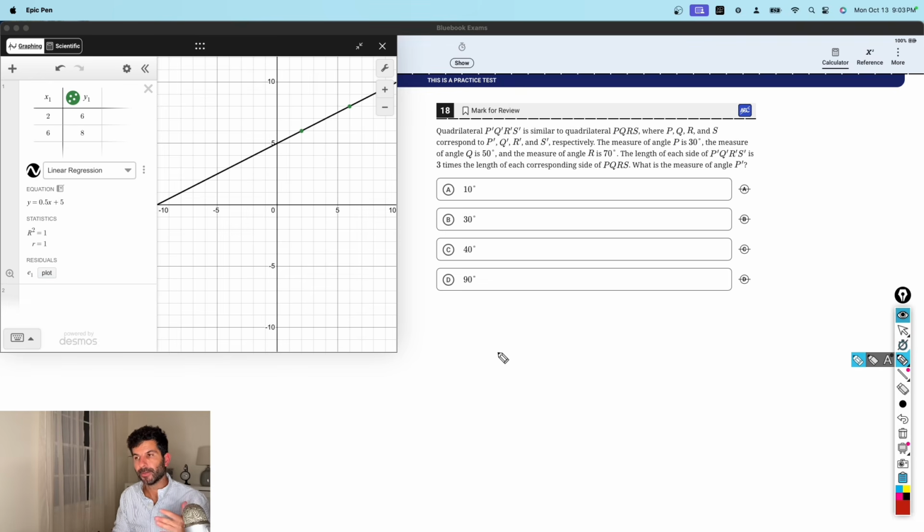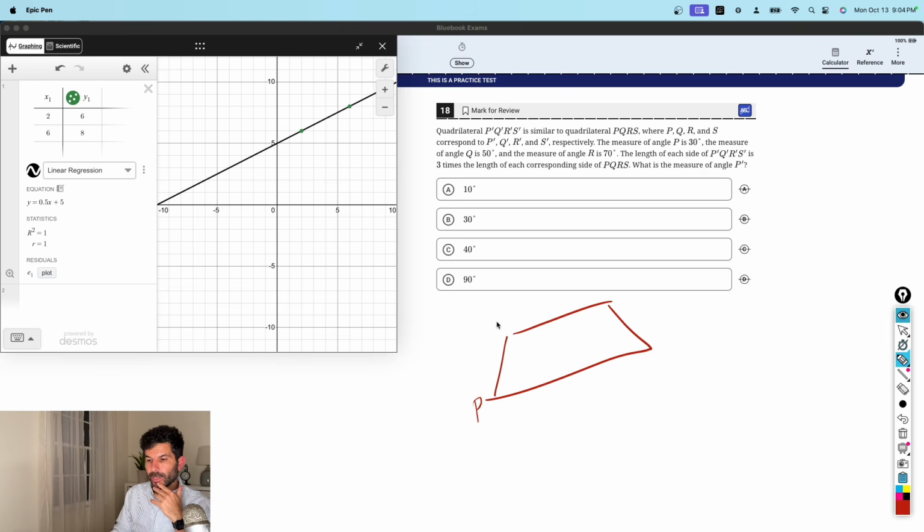Similarity, similar polygons in this case: same shape, different size. These are not congruent polygons. They're not going to be carbon copies. These are going to be, again, like if you were to enlarge a photograph, okay? You're keeping the same shape, but it's a different size. So it doesn't matter how you draw it. These don't come with visuals, so you're going to make one yourself.